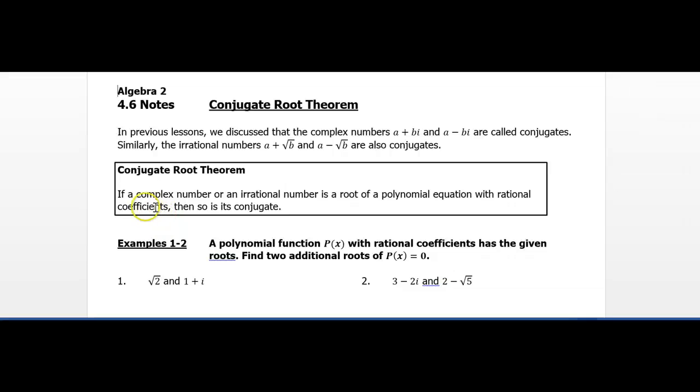And all this theorem says is if a complex number or an irrational number is a root of a polynomial equation, then so is its conjugate. So what that means is if you have something like 5 plus 3i, and you know that it is a root of your polynomial equation, then by this theorem, 5 minus 3i must also be a root. That is what the conjugate root theorem says. If a complex or an irrational number is a root, so is its conjugate.